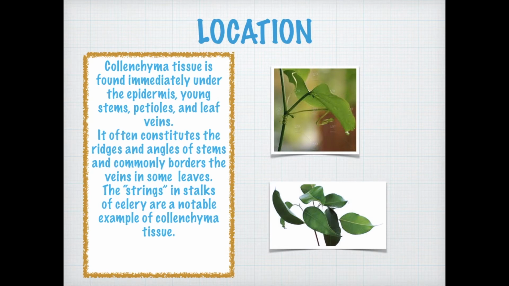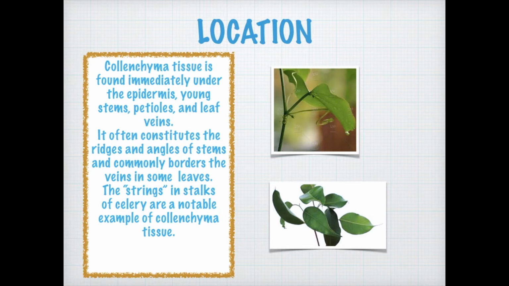So where is it found? It is found in the epidermis, the very first layer of the plant. The thing that you see from the outside is the epidermis. In our body also we have the skin, which is just like the epidermis. So when you're looking at the plant, the first layer of tissue that you're seeing is the epidermis. So it is located right below that epidermis.